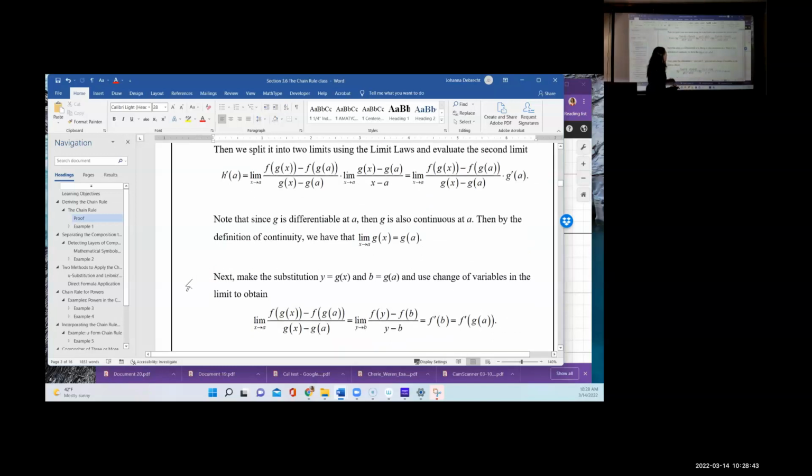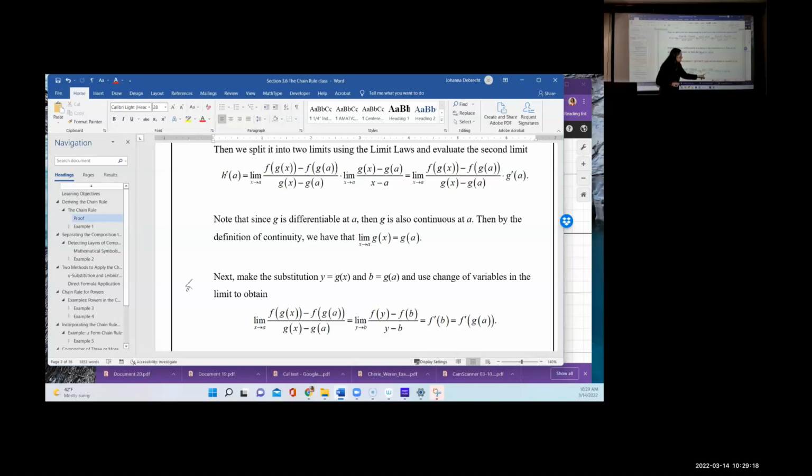Right? Now, the next thing that we're going to do is make a short substitution. And we use the change of variables in the limit to get the following. So we let y be g of x. And we let b be g of a, just to write it in a shorter method. So this means that I've got f of g of x becoming f of y, and g of x becoming y, g of a becoming b. So I've got g of a is b in the denominator.